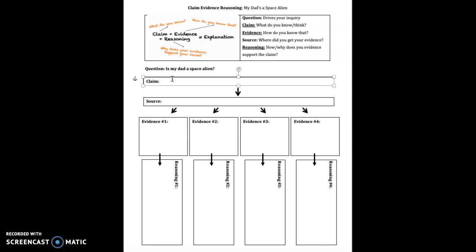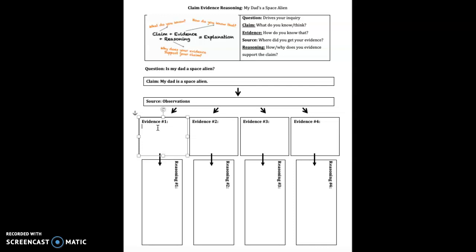So remember, our claim is what do we know or what do we think we know? So we're making a statement that we believe to be true. So we're going to say, my dad is a space alien. And what is our source? How do we know that? Where did we gather our evidence from? These are just from our observations, right?